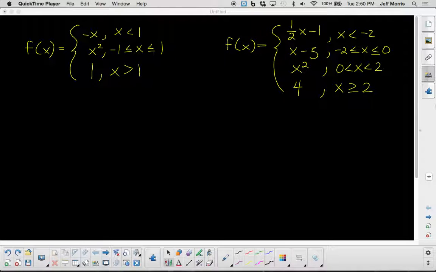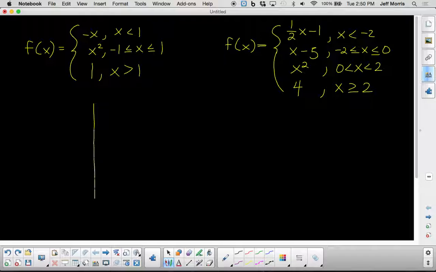Alrighty, so here are two problems, two piecewise functions. This first one is the one we did in class, so I'm going to do it again just to make sure everybody's got it. When you graph a piecewise function, the first step, I've got to get a marker, sorry. First step is going to be to plot your boundary points. So I'm going to write those steps down. Step one, plot boundary points.